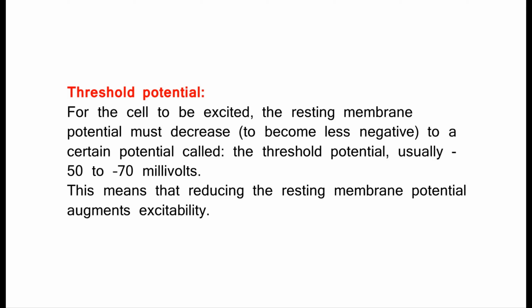Threshold potential. For the cell to be excited, the resting membrane potential must decrease, to become less negative, to a certain potential called the threshold potential, usually minus 50 to 70 mV. This means that reducing the resting membrane potential augments excitability.